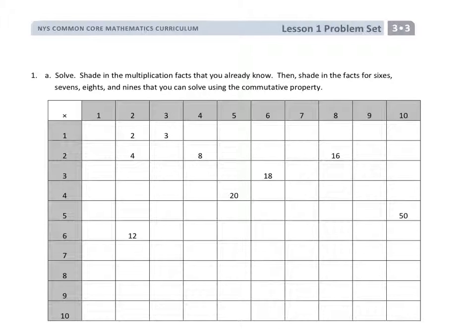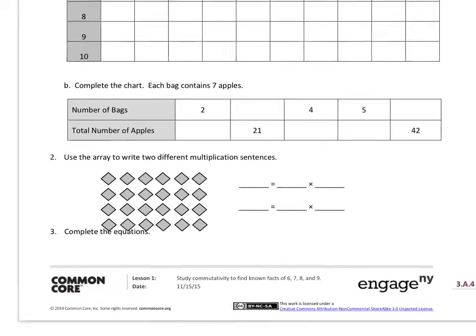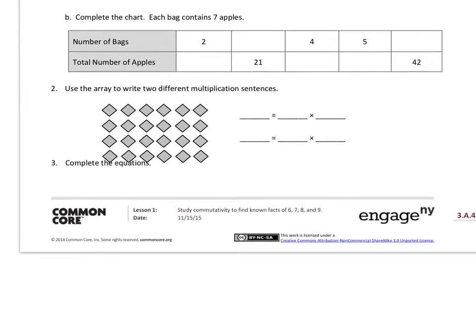In the problem set, I'm not going to do this first part with you. You have practiced making a multiplication chart before, and you're going to go ahead and make another one here. So I'm going to jump on down to this second part. So it says to complete the chart, and each bag contains 7 apples. So if you have 2 bags of 7 apples, you can use the chart up above, but that's going to tell us that it's 14.